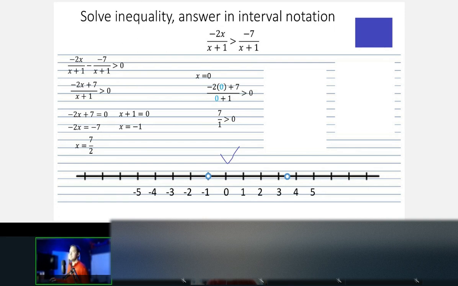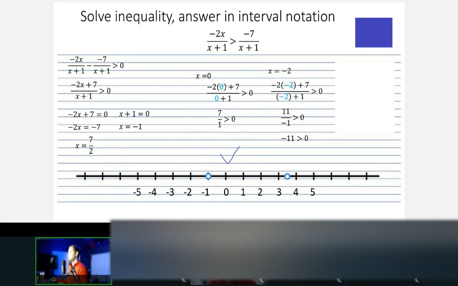And then we test points to the left and to the right. I chose -2, and I plugged it in, simplified, and I got -11 is greater than 0. Guys, is -11 greater than 0?